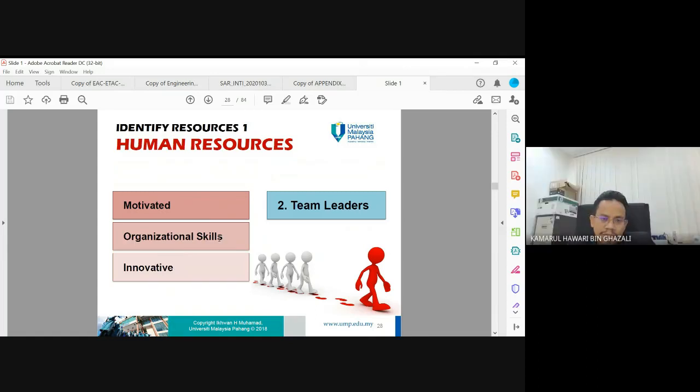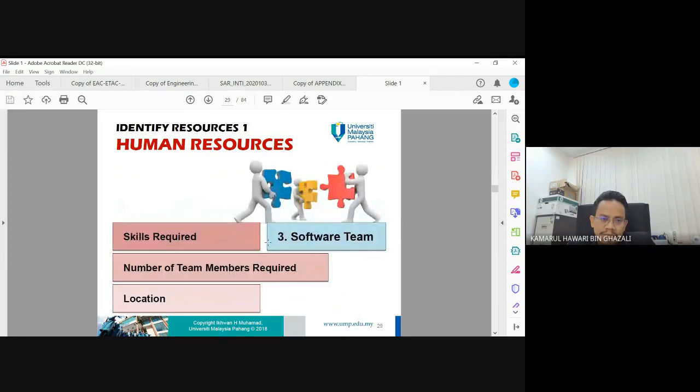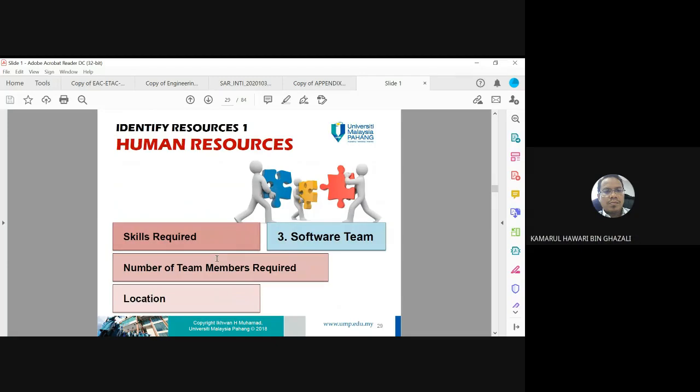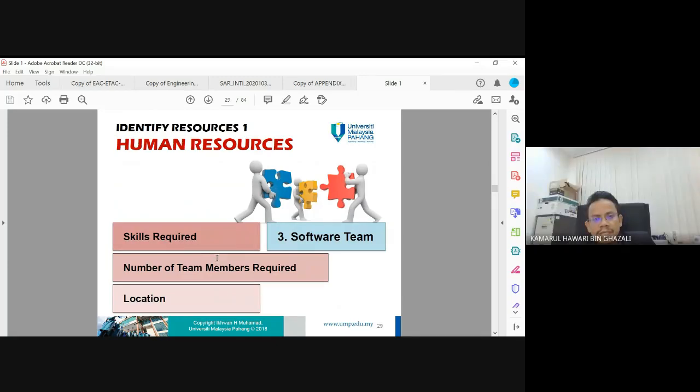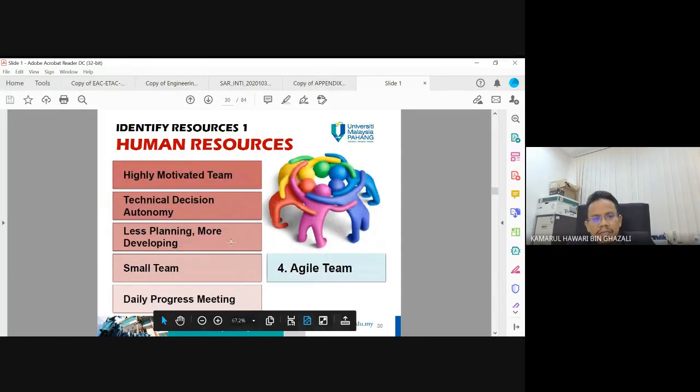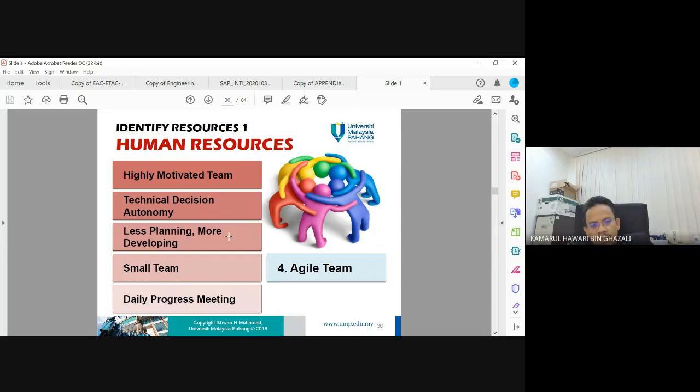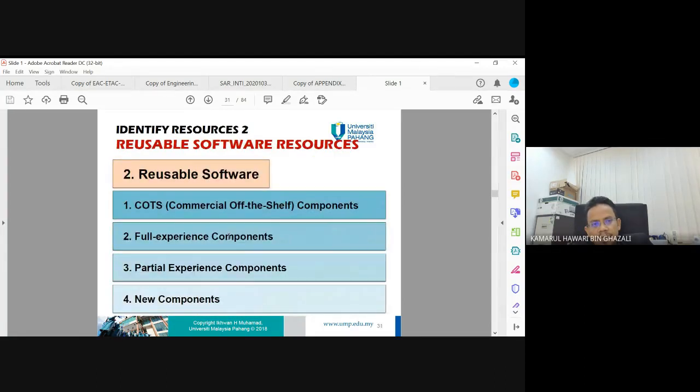Creative and innovative. The software team must have skill and knowledge, be able to write code, for example, and able to use software. So that is the software team: number of team members required and location to do the project. Agile team: highly motivated team, technical decision autonomy, less planning, more developing, small team, daily progress meeting.